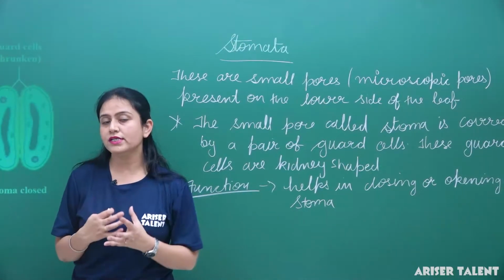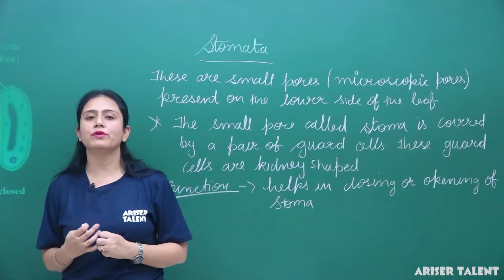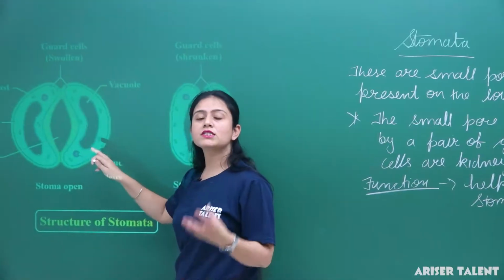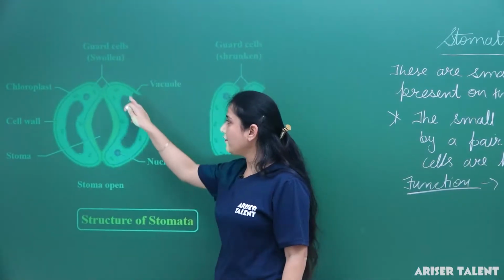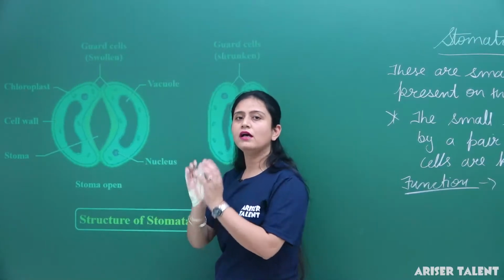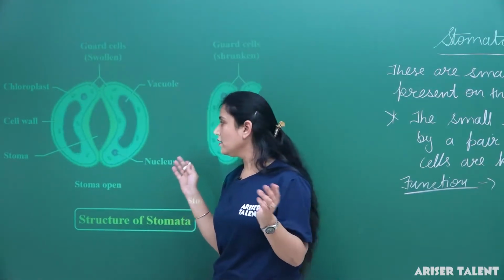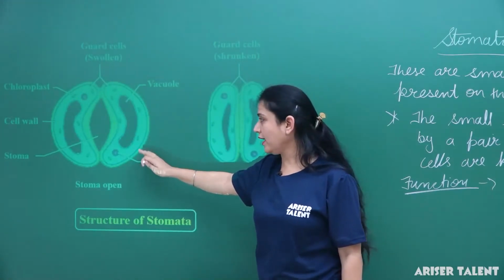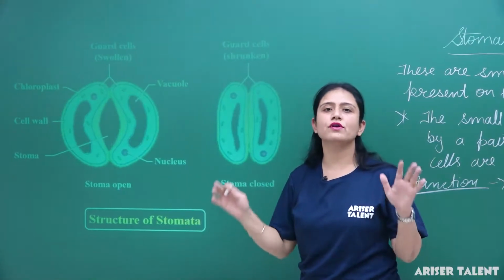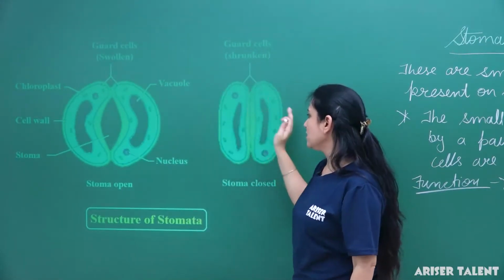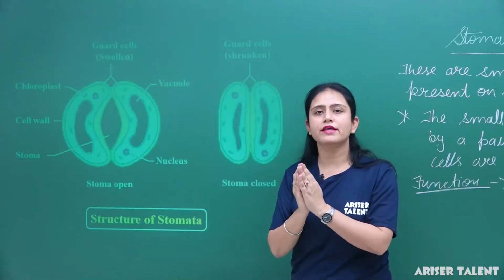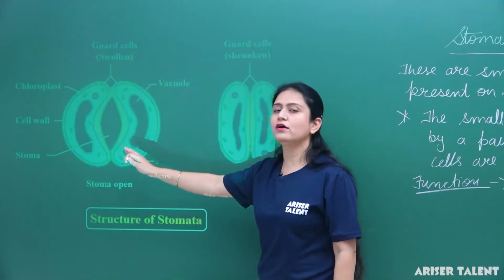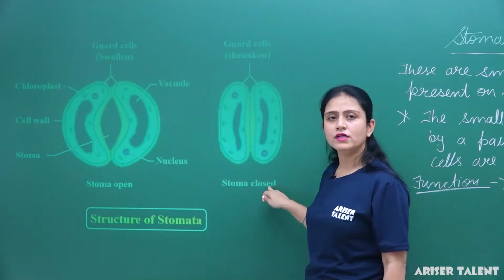So how does this action take place in these stomata? Actually, when these guard cells swell due to the entry of water, then the stomata open. But when, due to the process of transpiration, water is lost from the leaf, then these guard cells shrink in size and the stomata get closed. Clear? So this is the process of opening and closing of stomata.